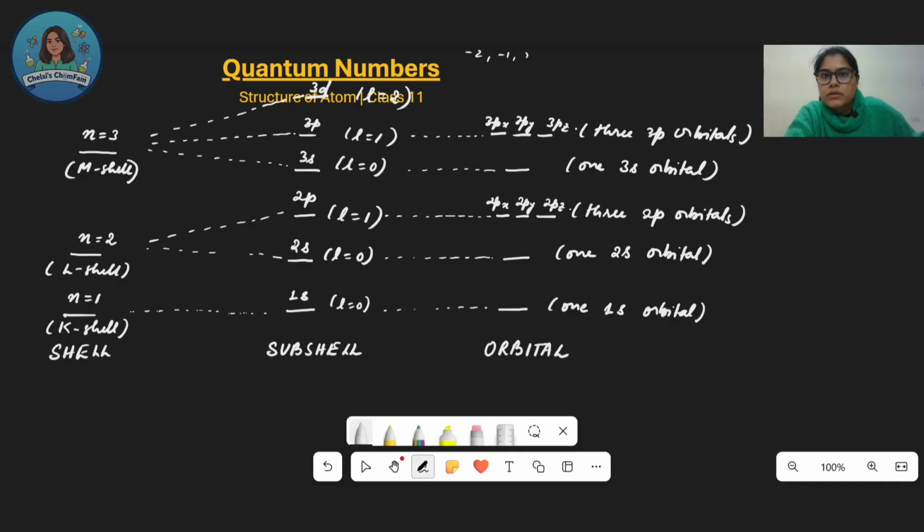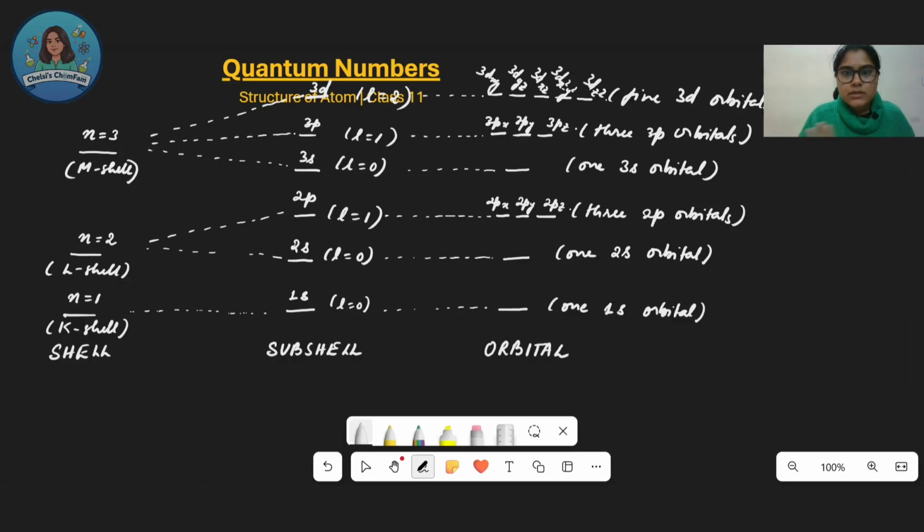Now, when l is equal to 2, what are the possible ml values? -2, -1, 0, +1, and +2. So how many values are there? 5 values. So within the 3d subshell, there are 1, 2, 3, 4, 5 3d orbitals. What are those? 3dxy, 3dyz, 3dxz, 3dx squared minus y squared, and 3dz squared. So this diagram represents everything that we have discussed so far.